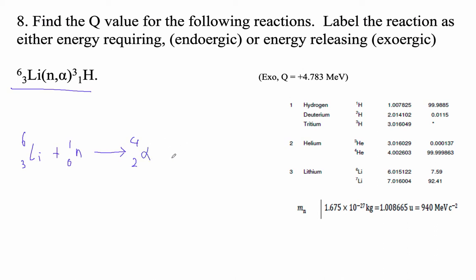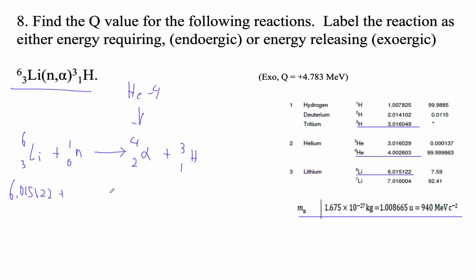So this is an alpha particle, and for that, by the way, we're going to look up helium-4 for that mass. And then this is plus 3,1 hydrogen. That's going to be tritium. That's this guy. Okay, so our nuclei are here, and then lithium-6 is there. Our neutral neutron mass is 1.008665. So on the left side, our mass is lithium-6, 6.015122, plus this neutron here.